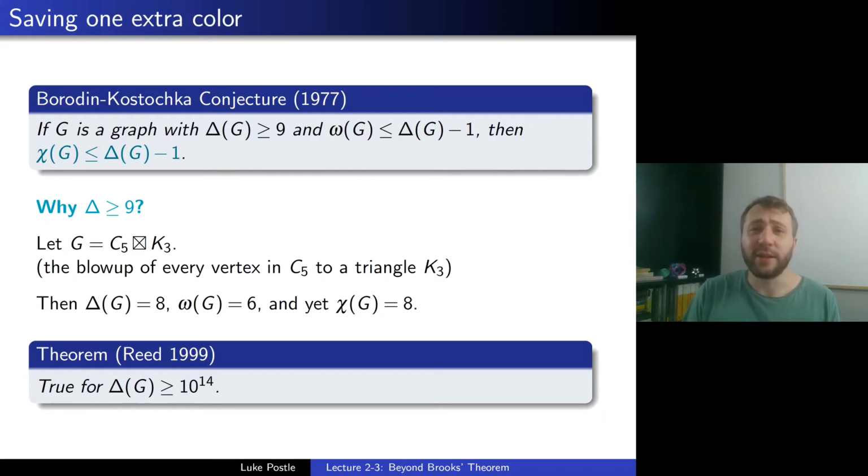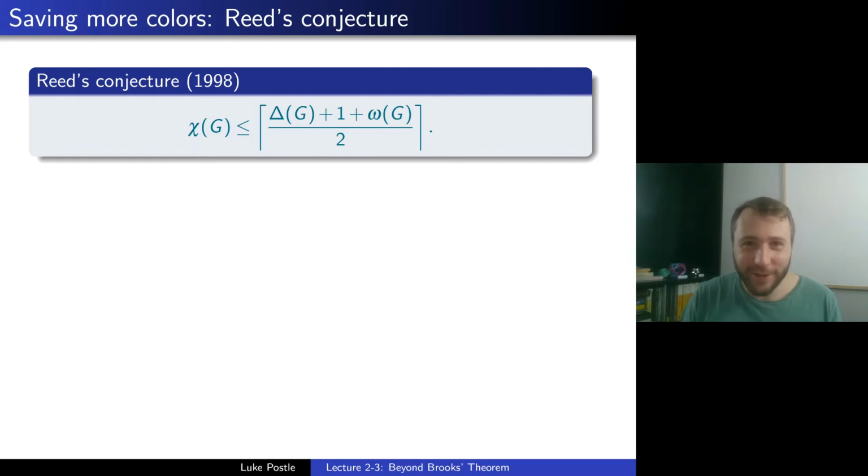Part of the class we'll be talking about in the second half, and that would possibly work for maybe 1,000 or 1,000,000, but at least for 10 to the 14th. And so asymptotically, or in spirit, for large enough delta, the Borodin-Kostochka conjecture was shown to be true. So that in some ways closes the book, even though this is open, on in spirit answering that, what about saving one more color? Okay, but now let's say we want to save a lot more colors.